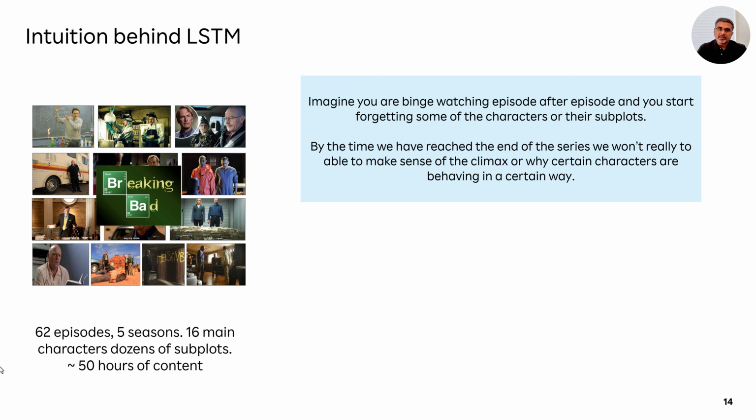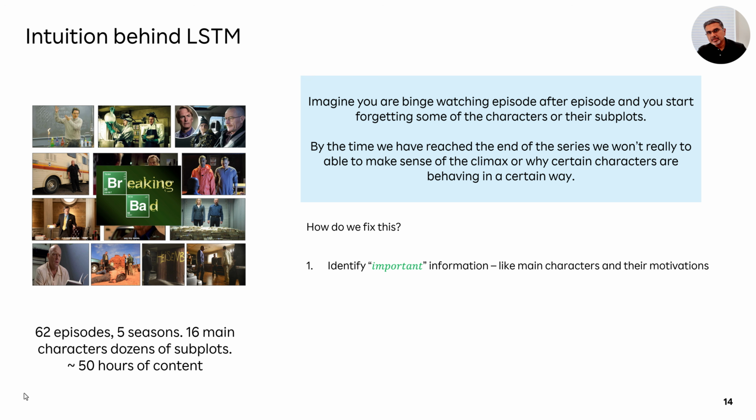So how do we fix that? How does our brain fix that? The way it fixes that is, first, we identify what is important information. For example, who are the main characters? What is their motivation? And that builds up over time, episode after episode, context after context, and so on.